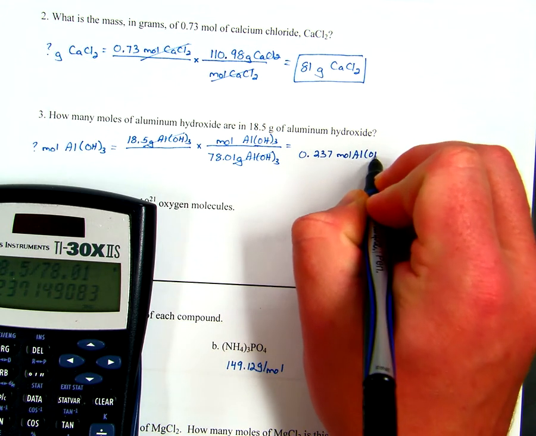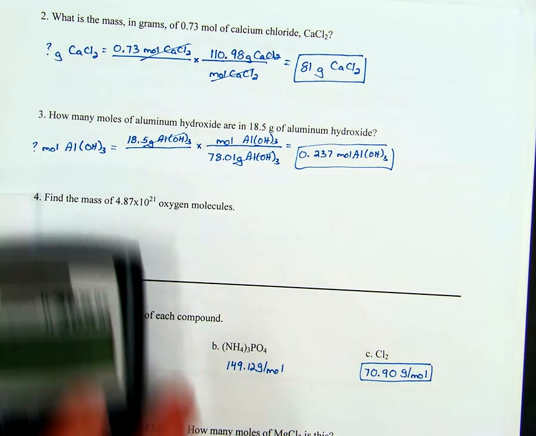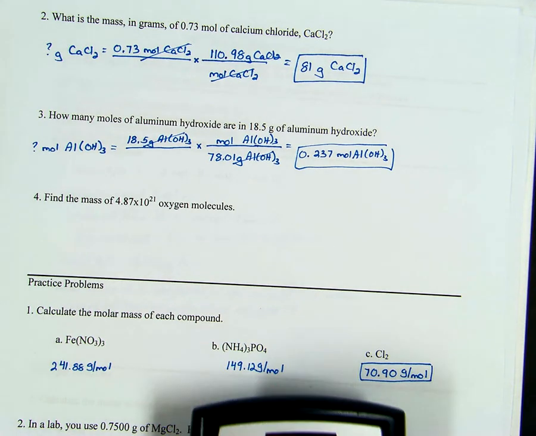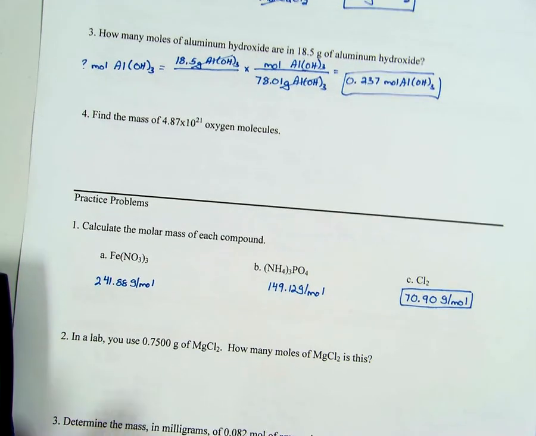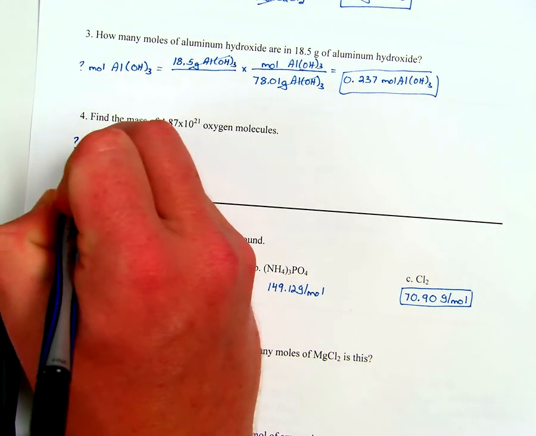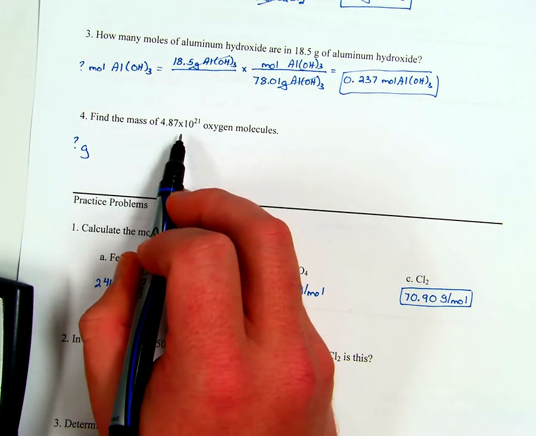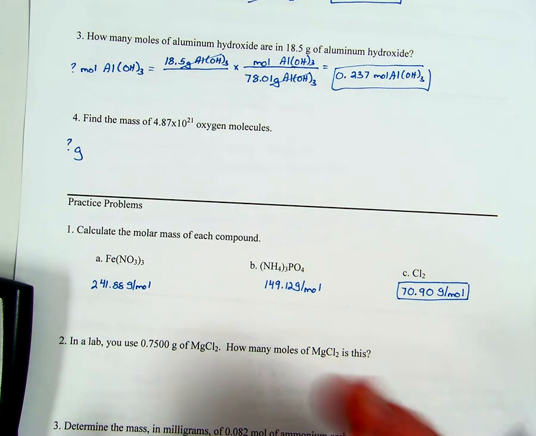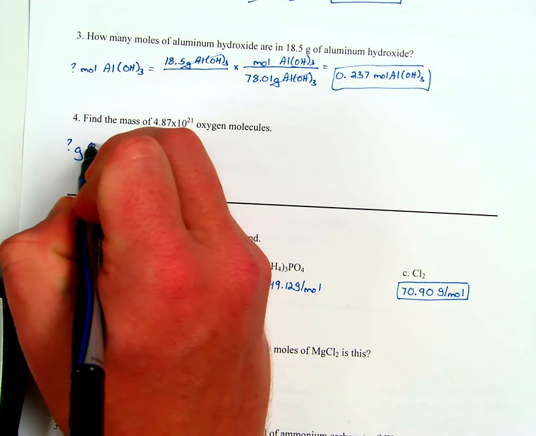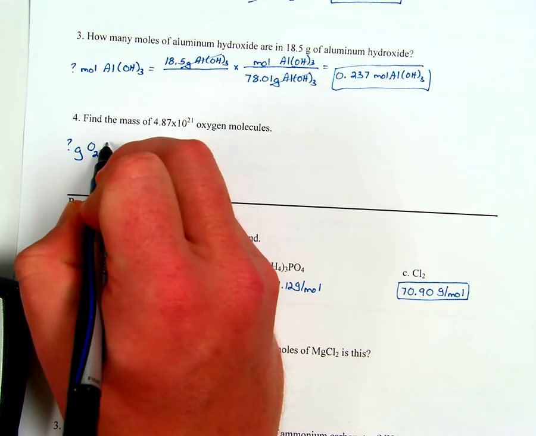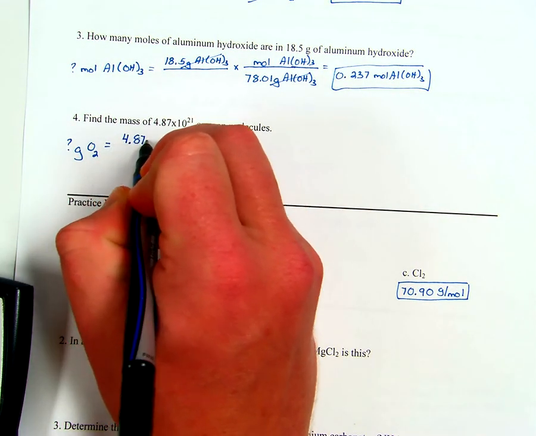Alright, last example problem. It says, find the mass. So the mass, we're not given a mass unit, so we can think grams. How many grams? Find the mass of 4.87 times 10 to the 21st oxygen molecules. Well, that would be O2, because remember, oxygen's diatomic. So how many grams of O2 are equal to 4.87 times 10 to the 21st molecules of O2?